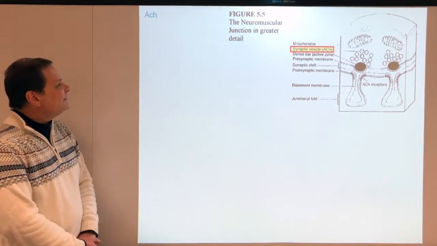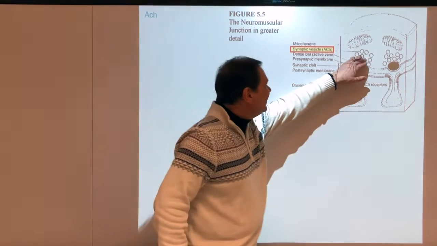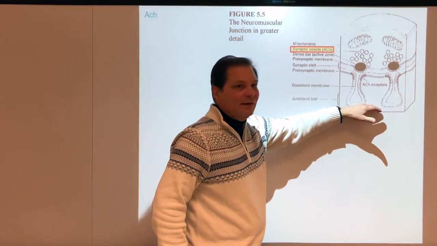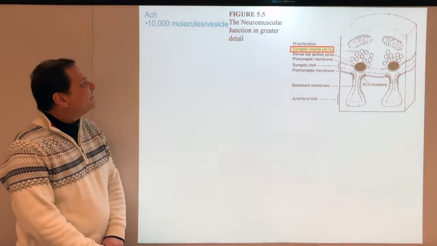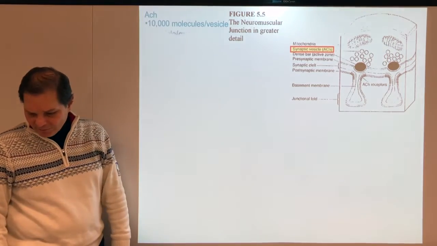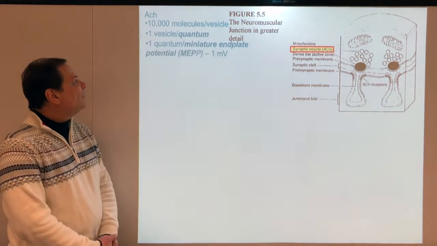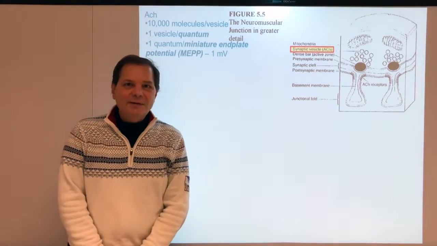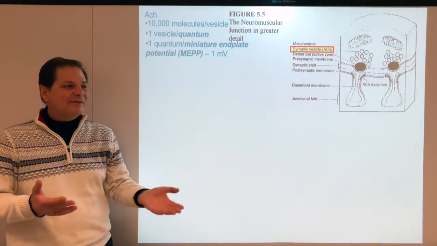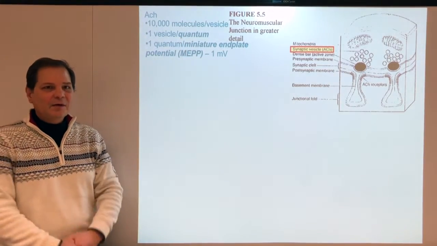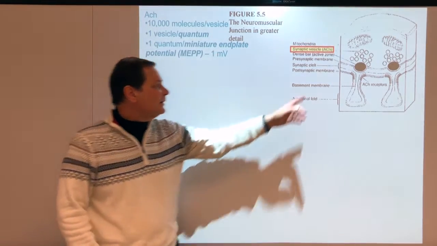At the neuromuscular junction, acetylcholine is the neurotransmitter, and it is released from the presynaptic membrane onto the postsynaptic membrane, the end plate. These usually have about 10,000 molecules per vesicle. One vesicle is called a quantum, and one quantum causes what's called a miniature end plate potential. Occasionally, one of these will be released in the absence of any real stimulus, just spontaneously, and it'll cause a little bit of a depolarization here.